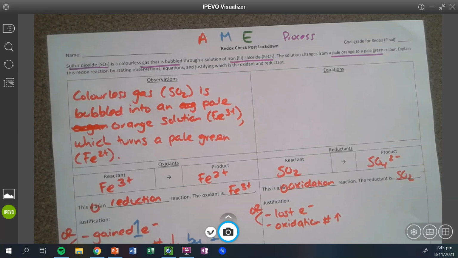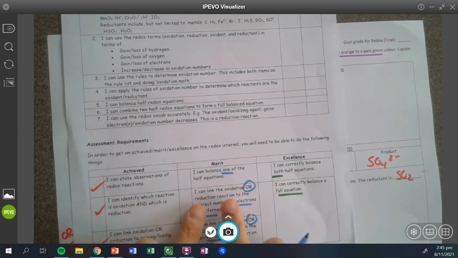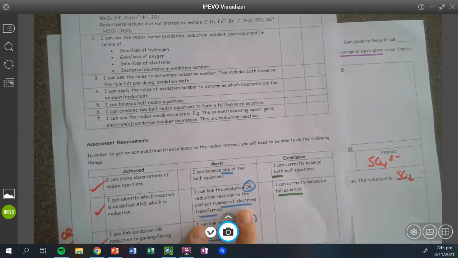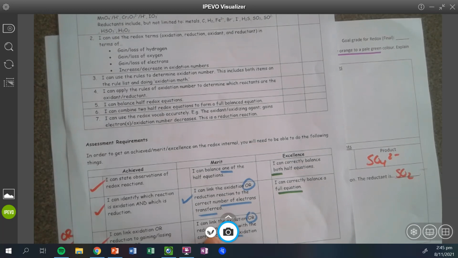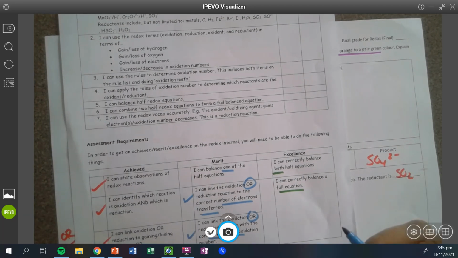All right? You need to have justifications. So with looking at that requirement, it says, can you link the oxidation or reduction to the correct number of electron transfers? I said 1 electron. You met that requirement. Next one. Can I link the oxidation or reduction reaction to change of oxidation numbers? I have. I've said it's gone from positive 3 to positive 2. Reduced by 1. Cool. Last thing I need to do then is balance a half equation.